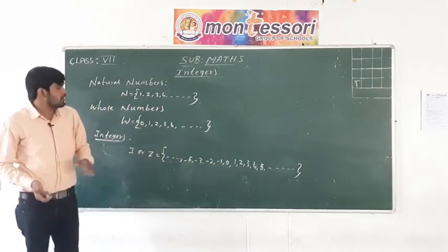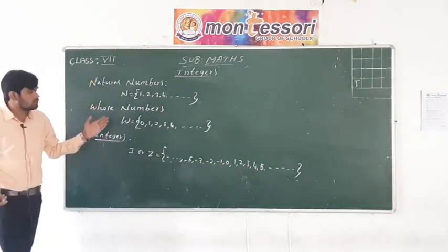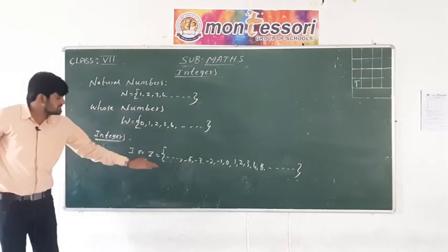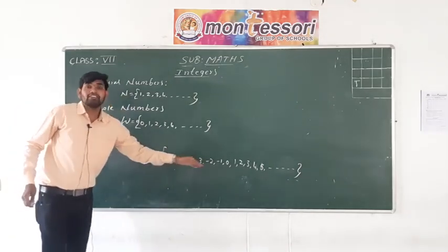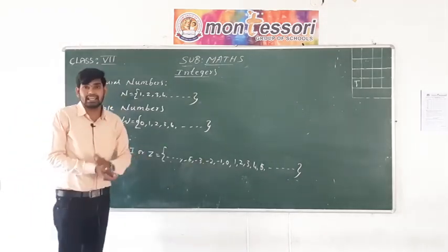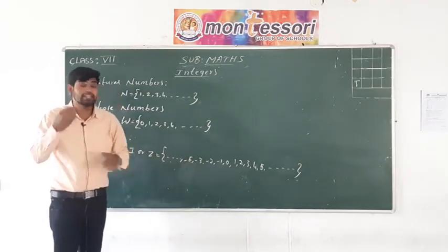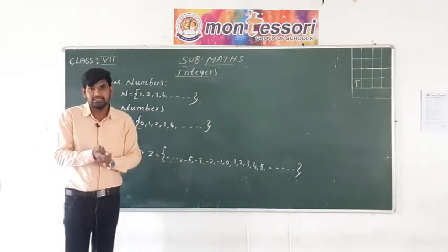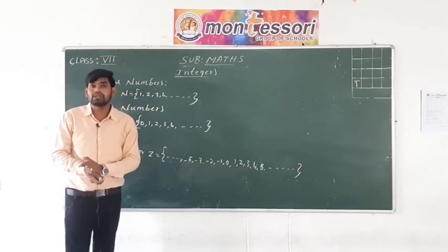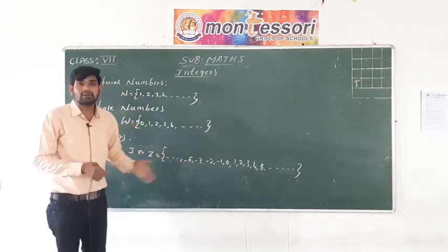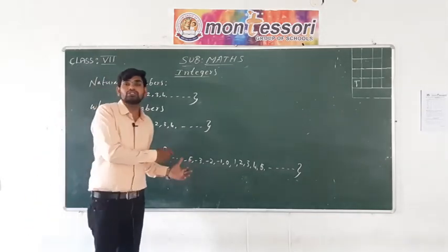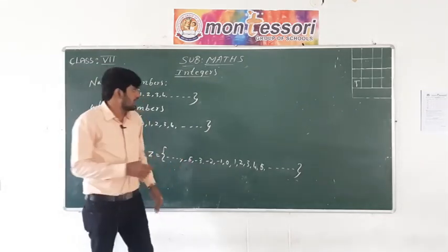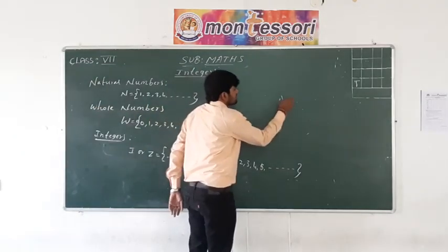Now if you observe clearly among the natural numbers, whole numbers and integers, in the integers you have the negative numbers. Why do the negative numbers arise, and where do we use the negative numbers in real life? Let me give some examples where we use integers in real life. Example, temperature.